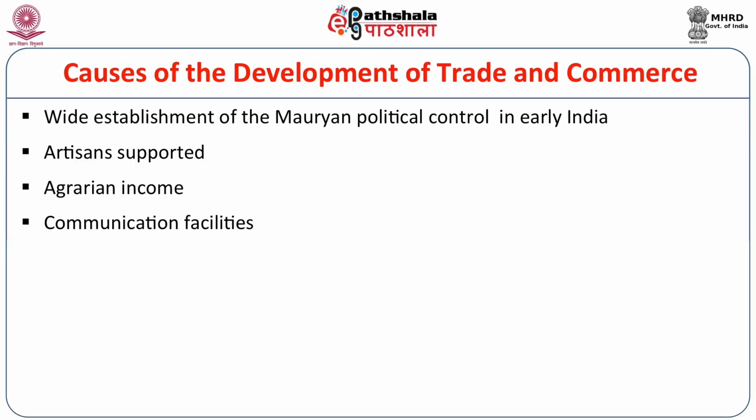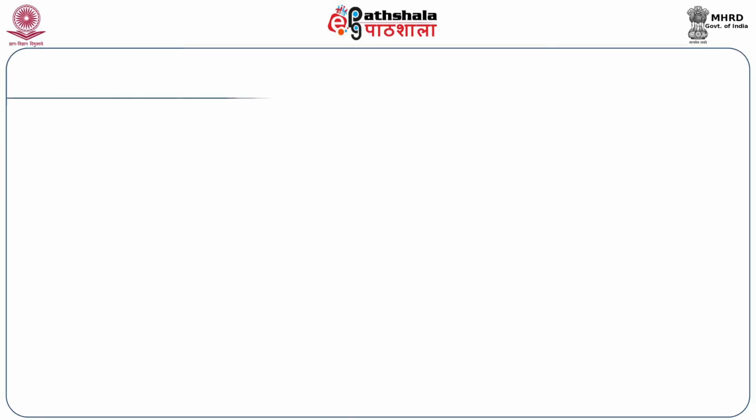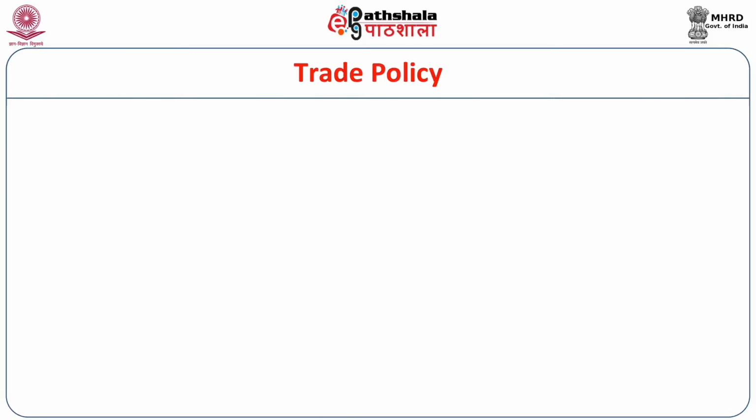Communication facilities, that is road communication, and occupational organization, as I have told you just now. All these factors made it possible for the development of trade and commerce during the Mauryan period in early India. Next, we find trade policy.